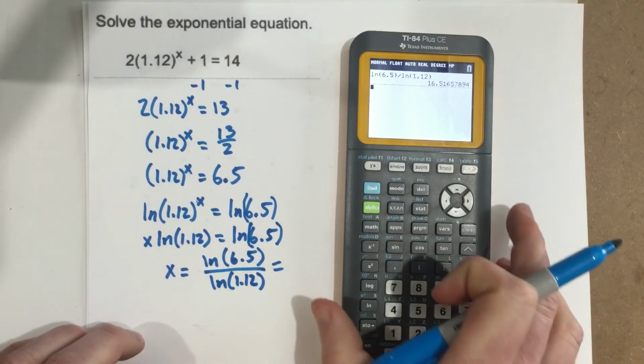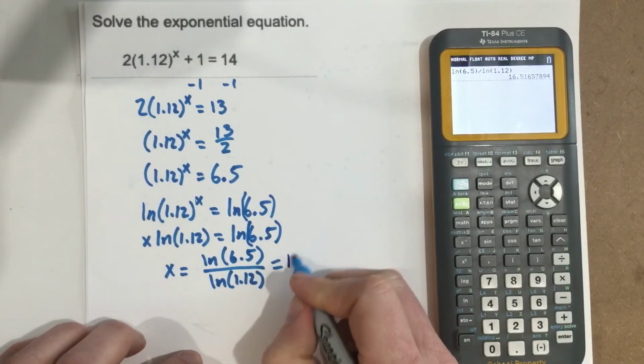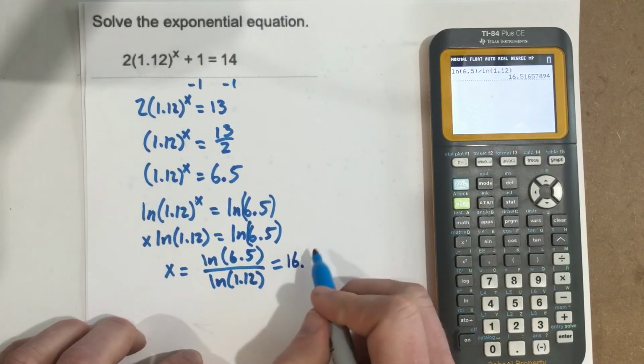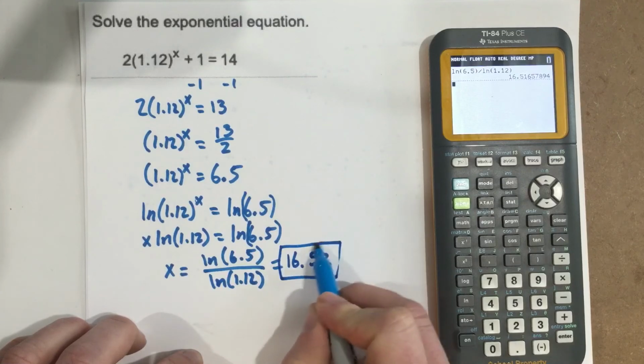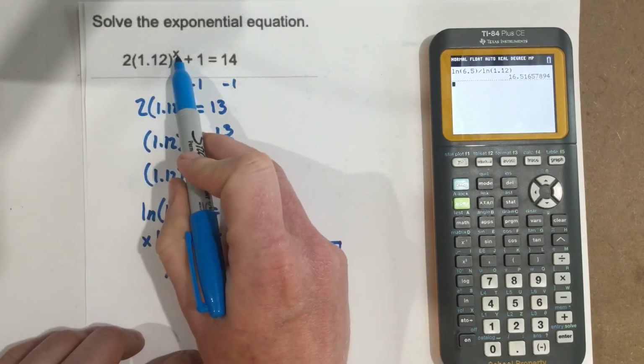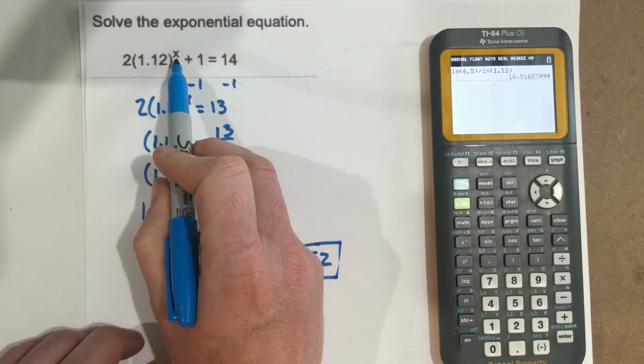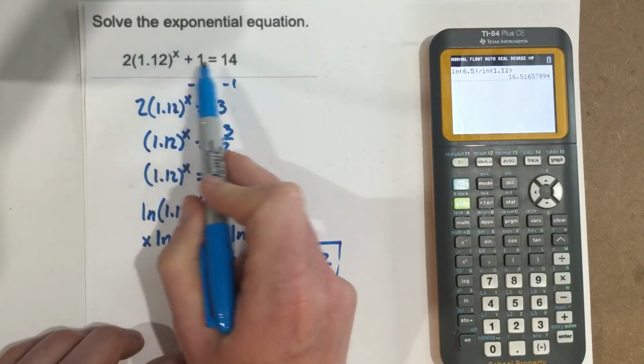We get 16.516. They're going to want you to round this. I'm going to round it to 16.52. Depends on what decimal place they ask you to round it to. 16.52 works. So if our exponent is 16.52, that makes the left side equal to 14.